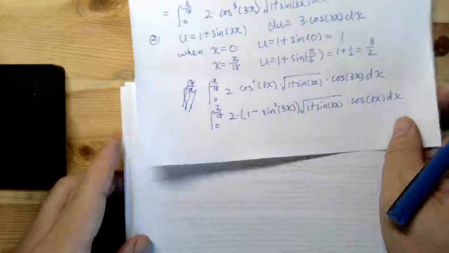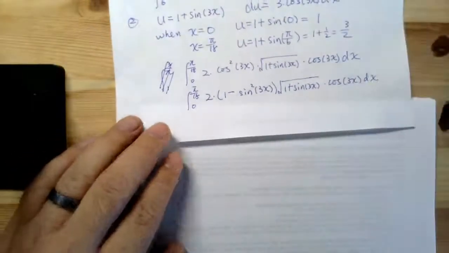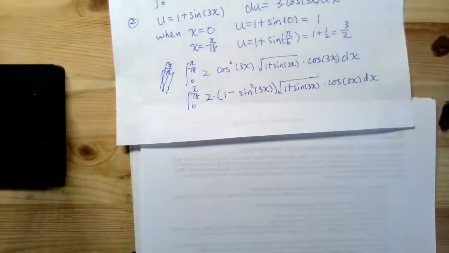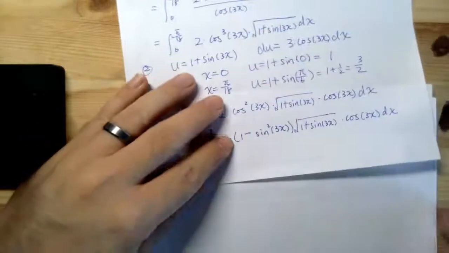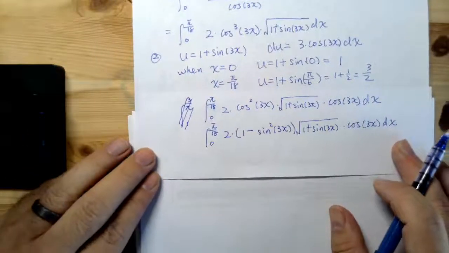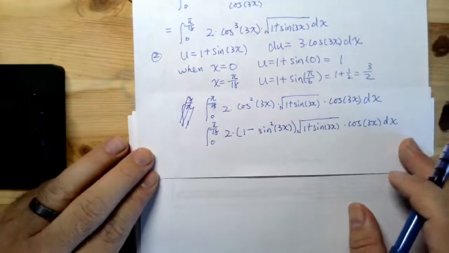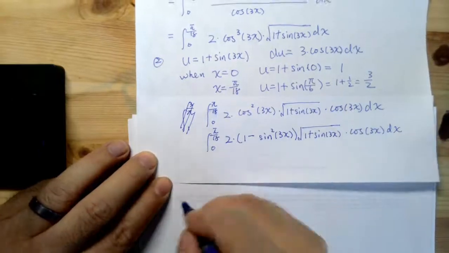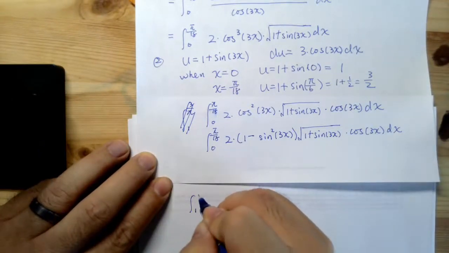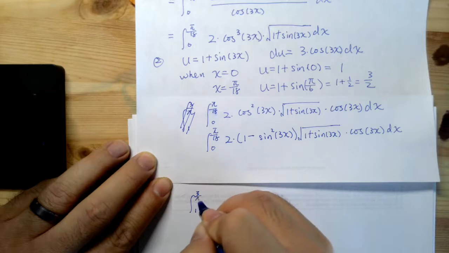Okay. So we need a new page. So continue with what we have. Well, maybe let's do this. This is better. Continue with what we have here. Let's see. We're going to have from 1 to 3 over 2.